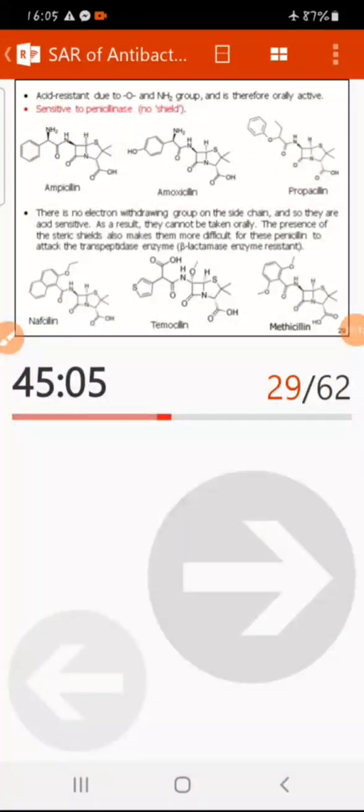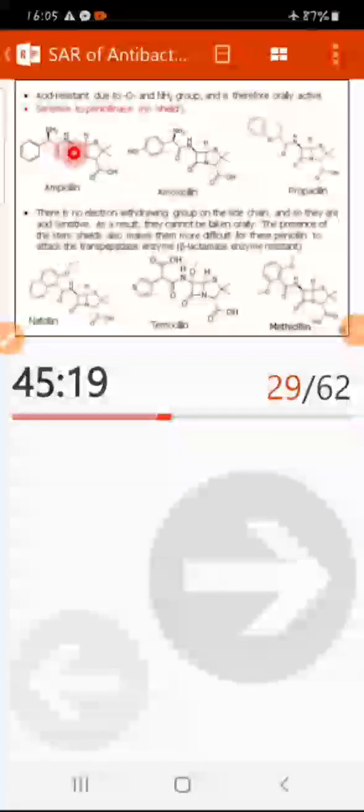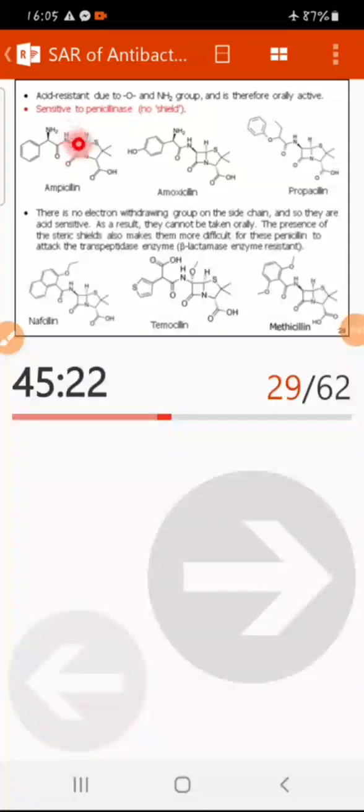On the structure of ampicillin, one very important thing to identify is where the acyl side chain is. This is called the acyl side chain, the side chain found at the 6th position. This is the 6th position. Therefore, identify which one is the alpha carbon. On ampicillin, this is the alpha carbon.